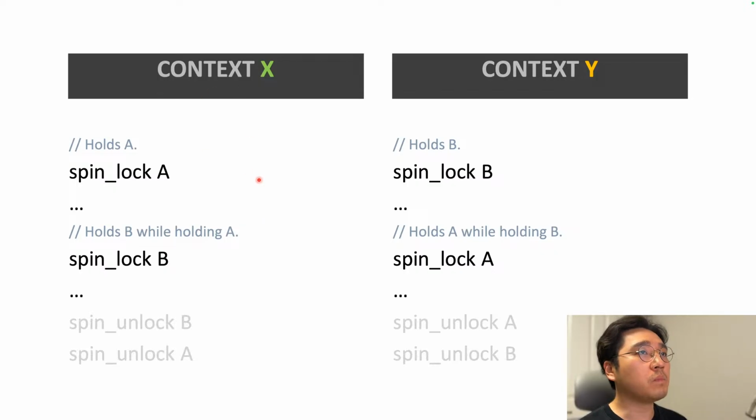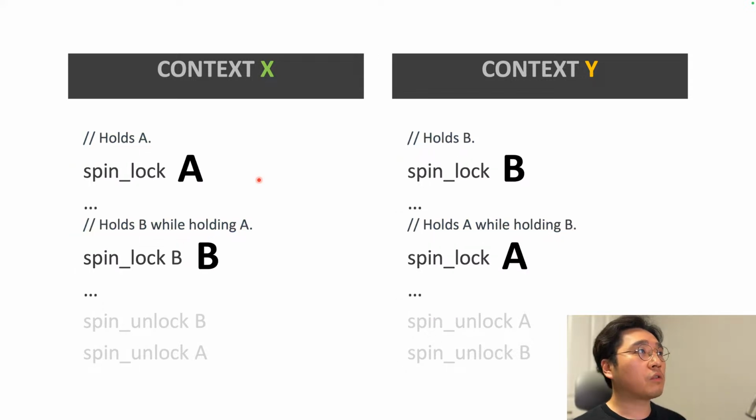So we cannot unlock lock A and lock B, right? So lock A and lock B never get to the end point in this slide. So we call this situation an ABBA deadlock, right?